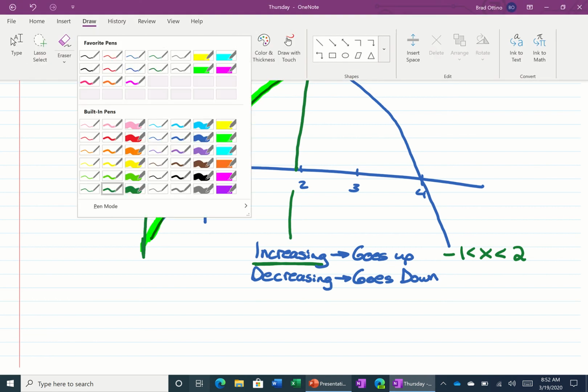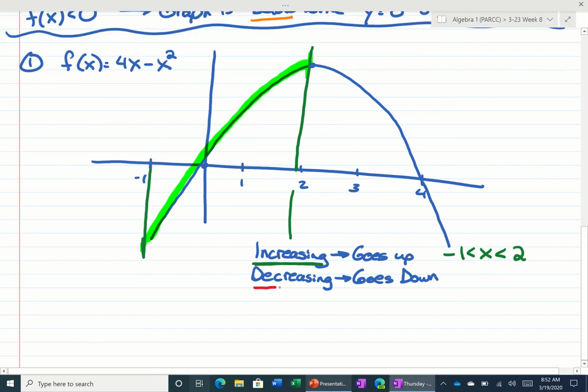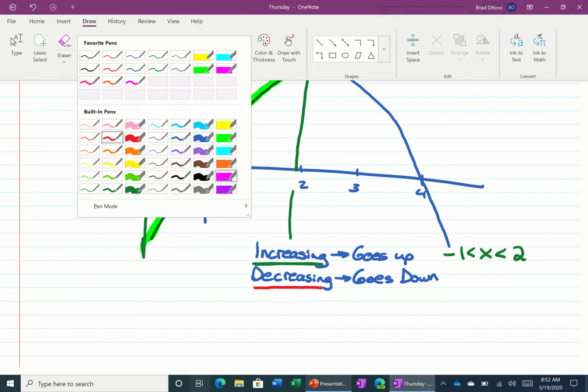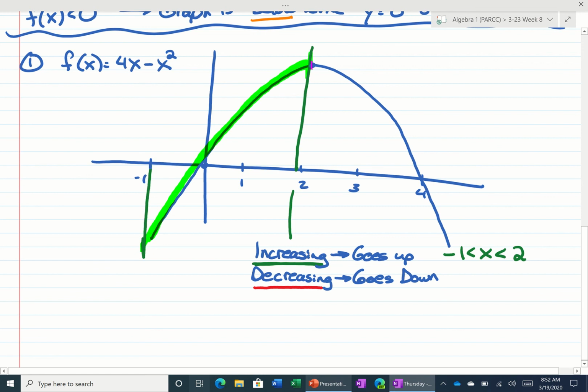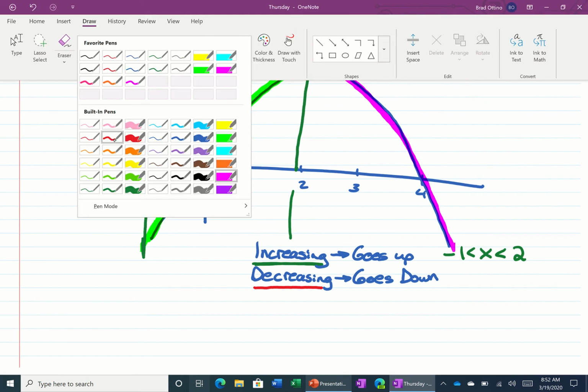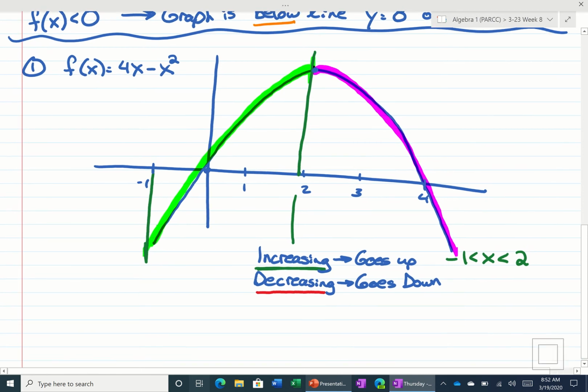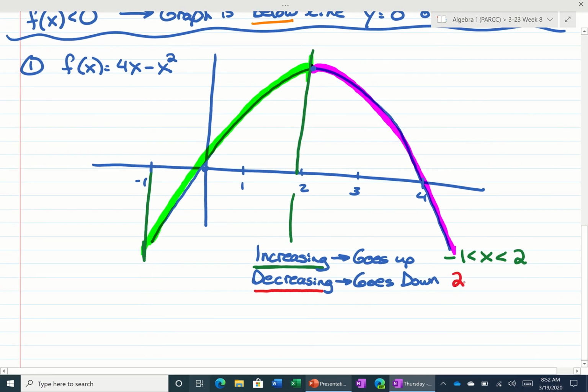Now the graph is decreasing. It goes down, starting here, and then all the way past 4. So I would say the graph is decreasing from 2 past 4, so this would even be like 5.